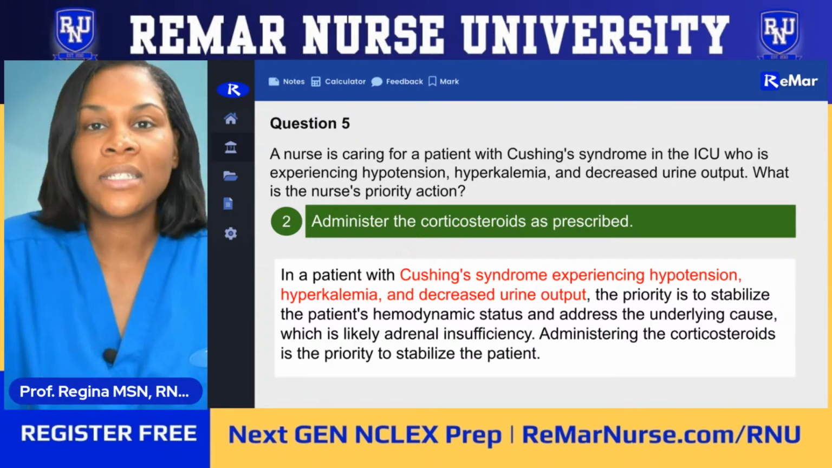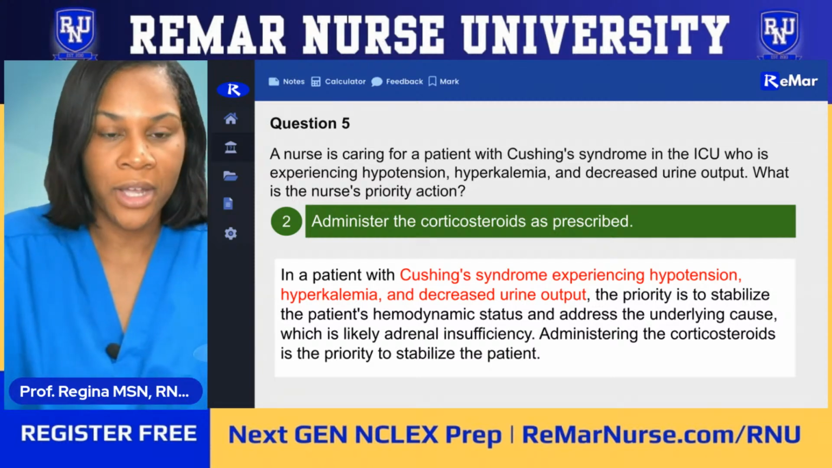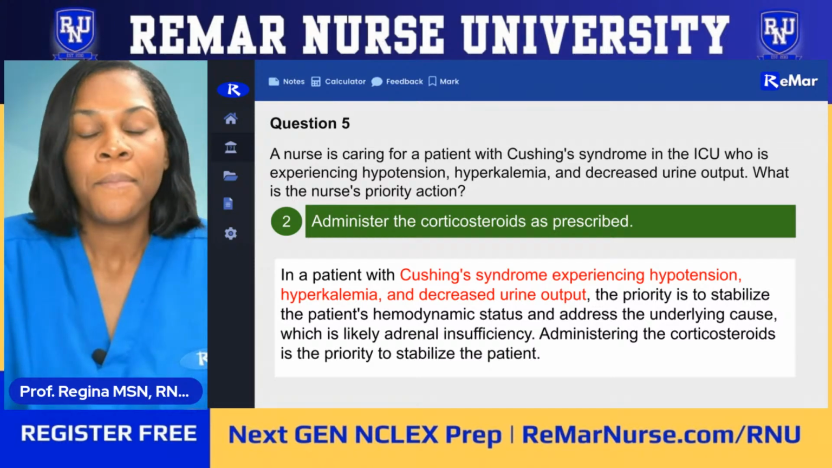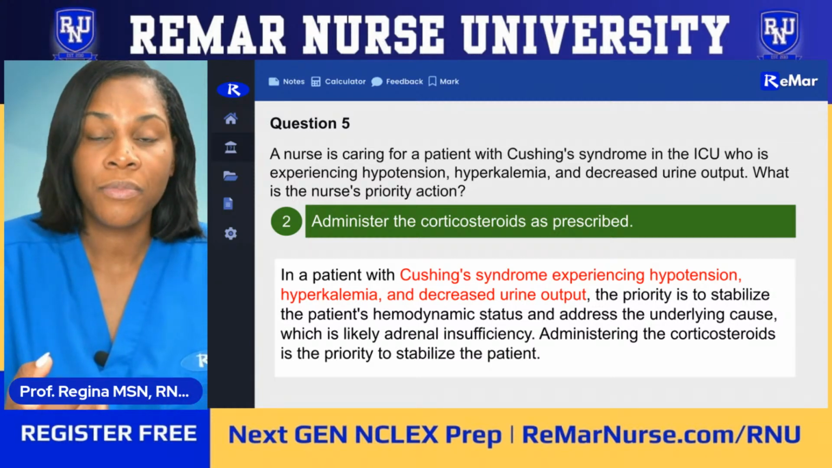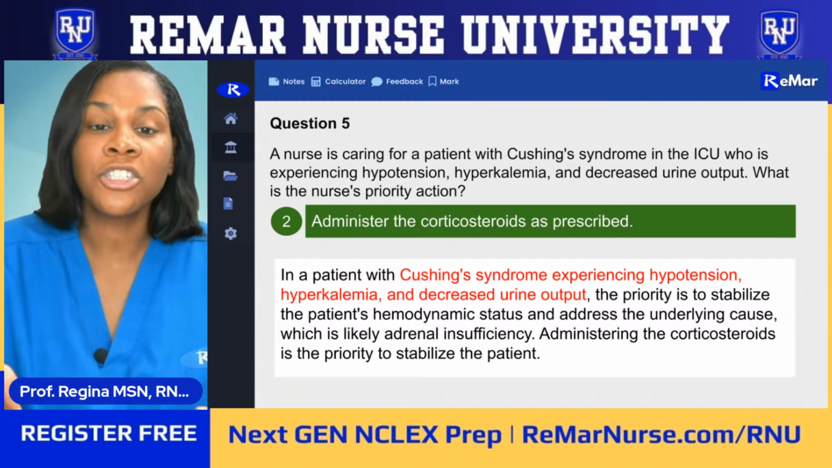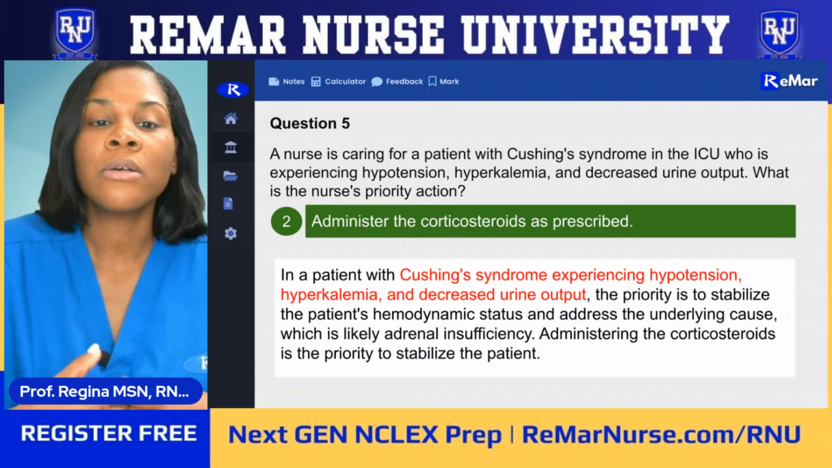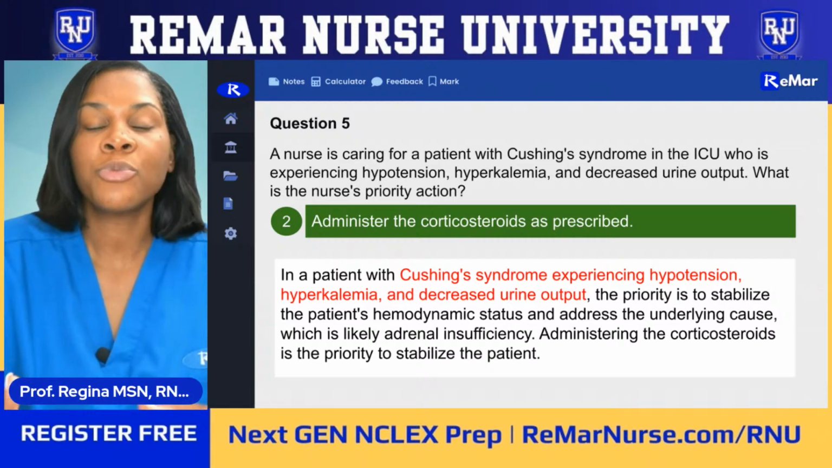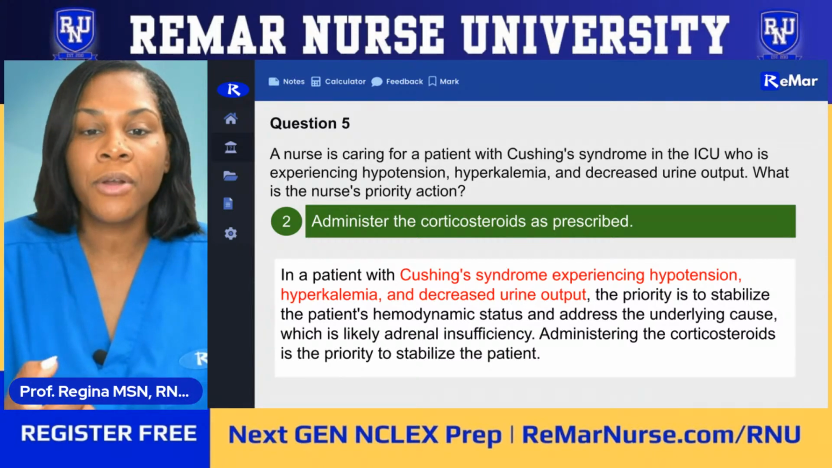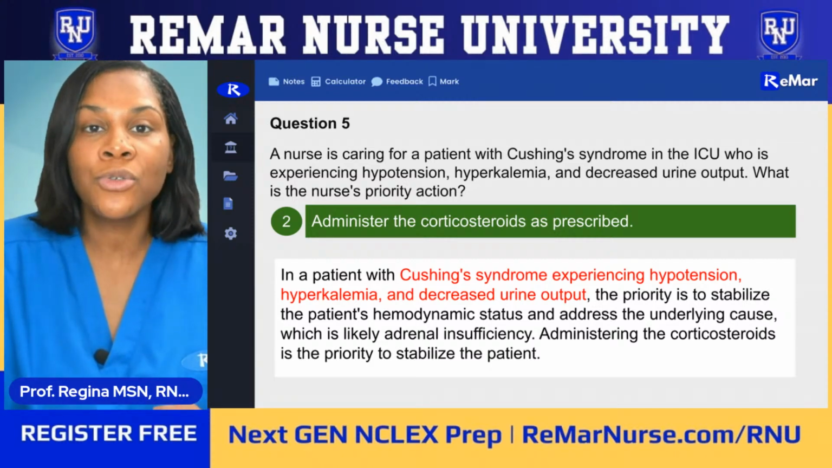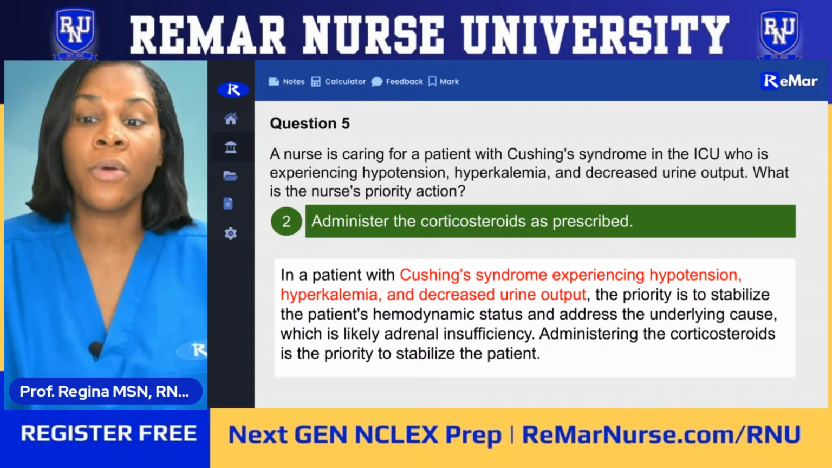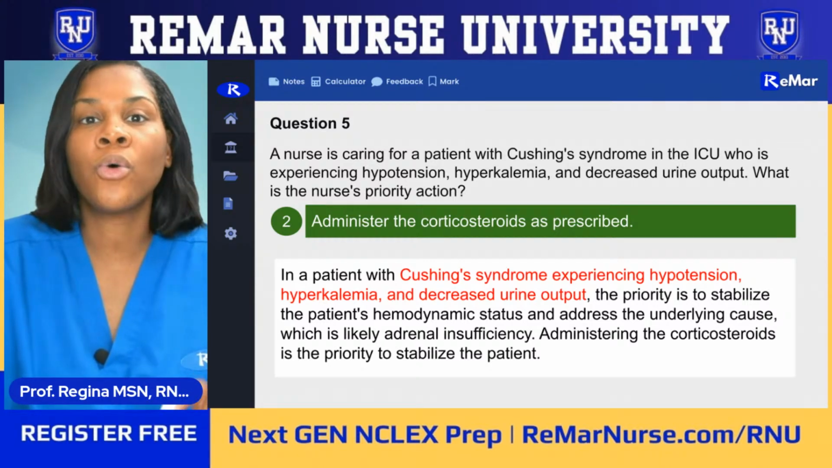Number 3. Let's talk about why. I'm sorry, I put the wrong number there. Because this patient is having what as the issue? They have Cushing syndrome, right? And because of the Cushing syndrome, everything else is manifesting. So they're experiencing hypotension, hyperkalemia, and decreased urine output. What is the nurse's priority action? Well, we have to correct that Cushing syndrome, which we know is a deficit in the cortisol.